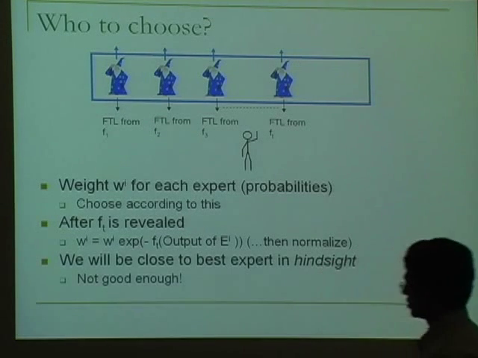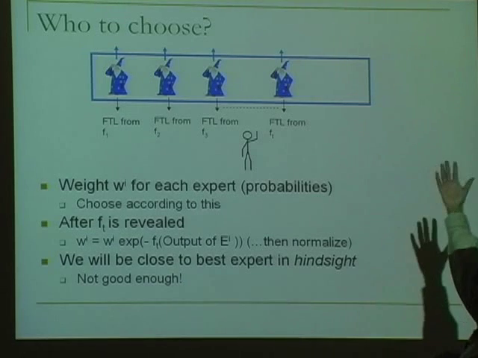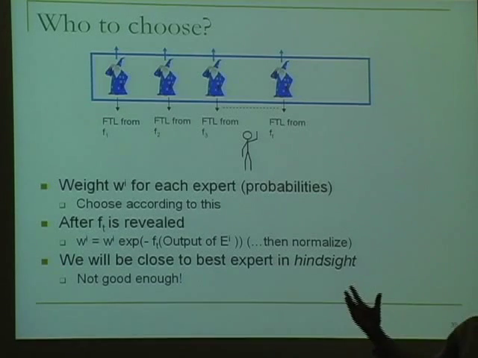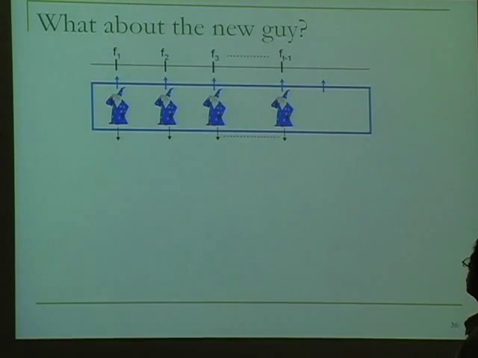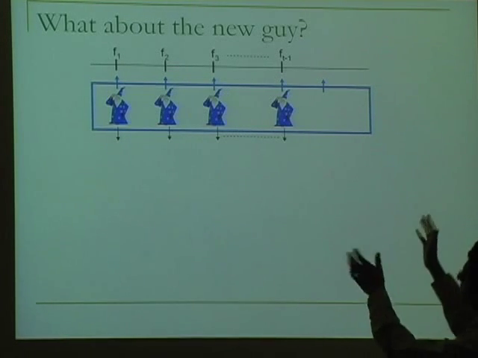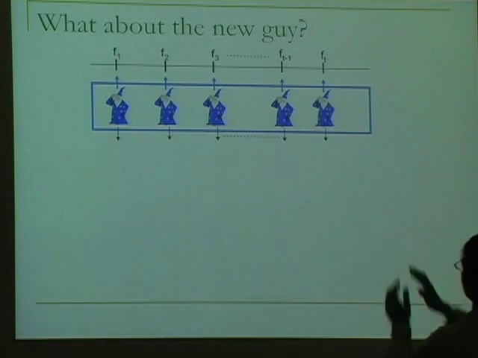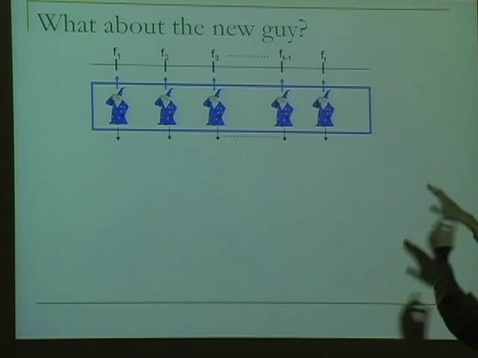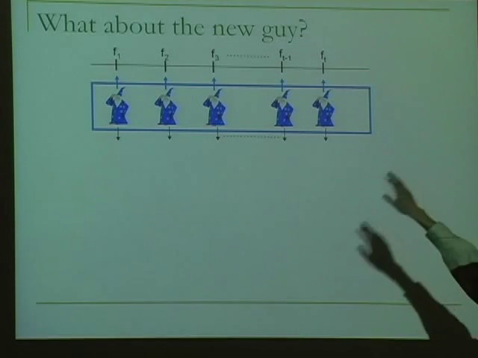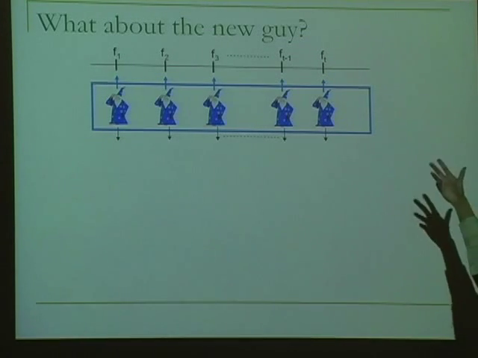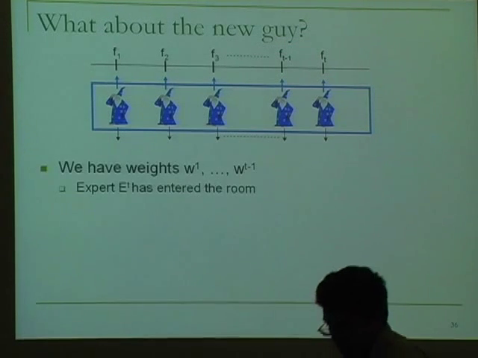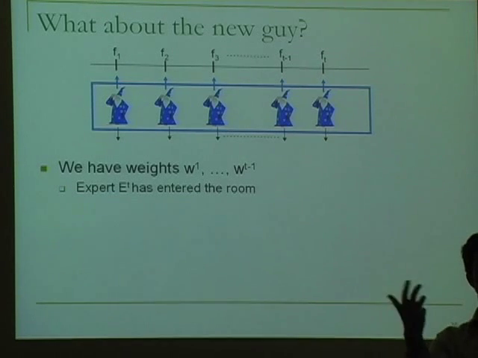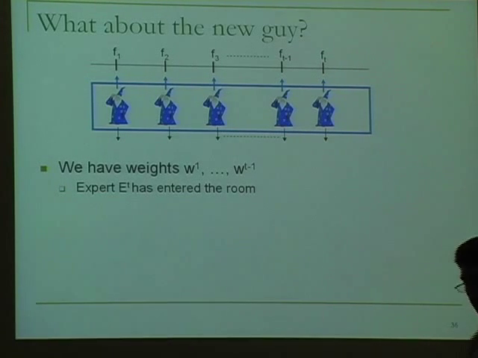And so this kind of approach usually says that you will be competitive with the best expert in hindsight, but that here doesn't really make a lot of sense. So what we're going to do is a slight twist to this. So remember that after t steps, you had t experts, and before step t, you have the first t-1 experts. Once ft is revealed, this new expert walks into the room. So how do you deal with this new expert? What weight do you assign to this new guy?